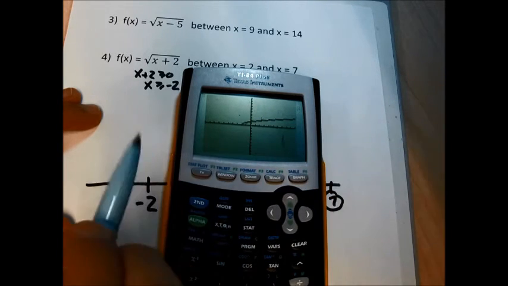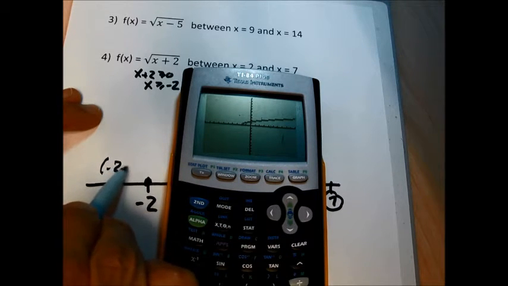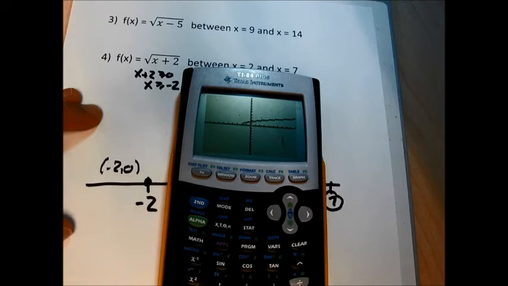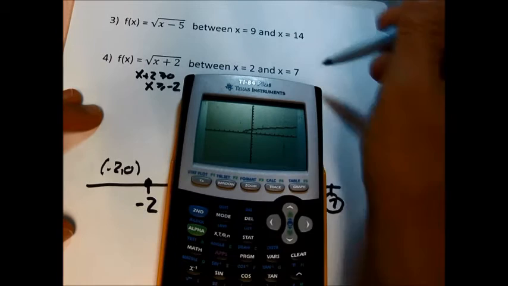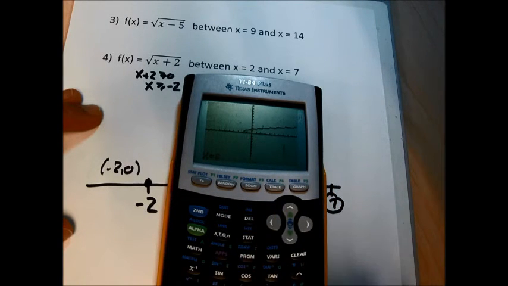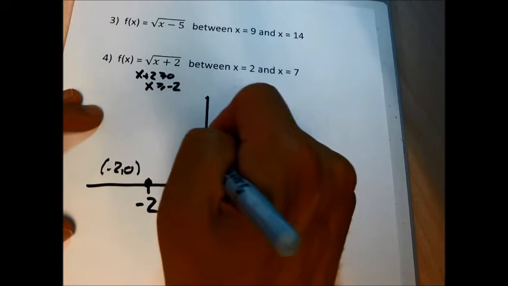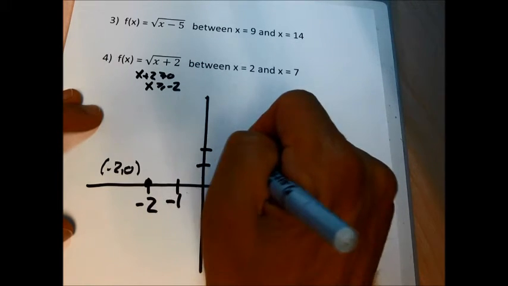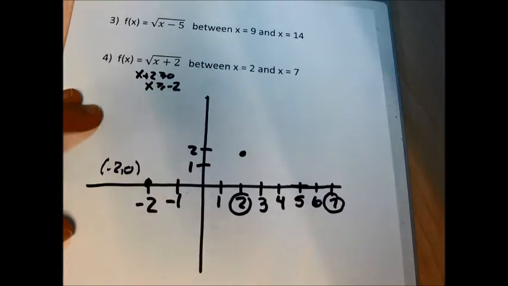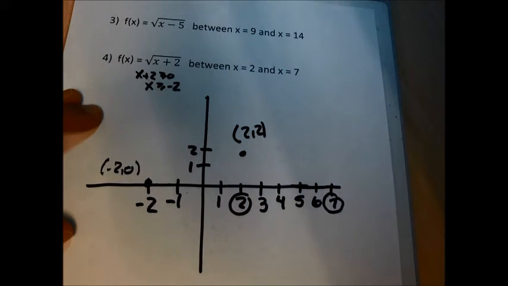That's the point -2, 0. I won't need that point for anything, but it can't hurt to have it. And then the other 2 points I'm going to plot are when x equals 2 and x equals 7. So I'm going to go second, calc, value, x equals 2, and hit enter. So that tells me one of the points I'm going to need to plot is the point 2, 2. That's going to be an important point because I'm going to use that point to find the average rate of change. And lastly, I'm going to plug in 7.